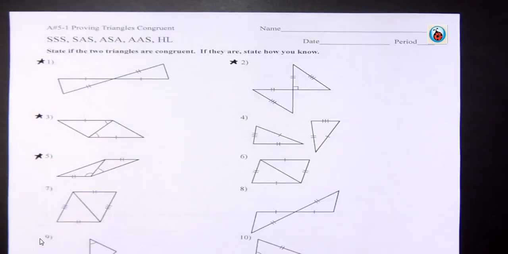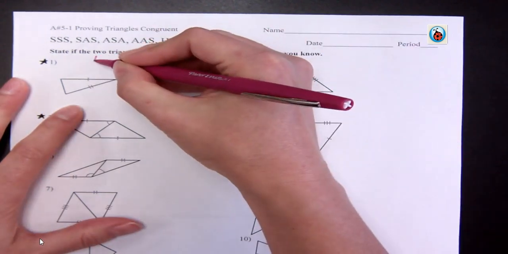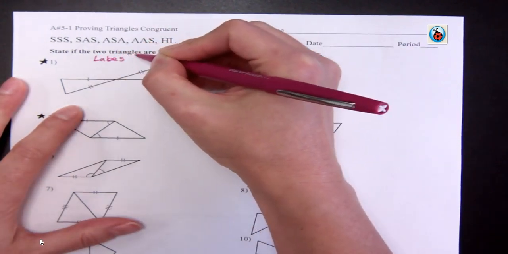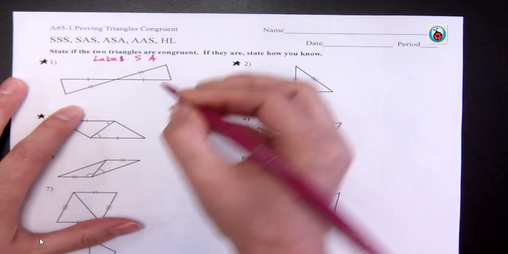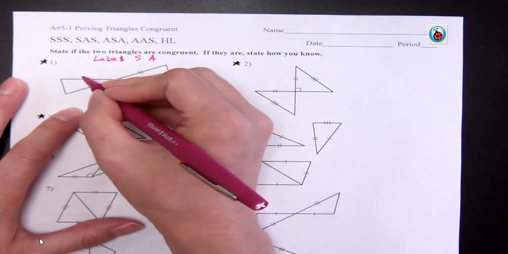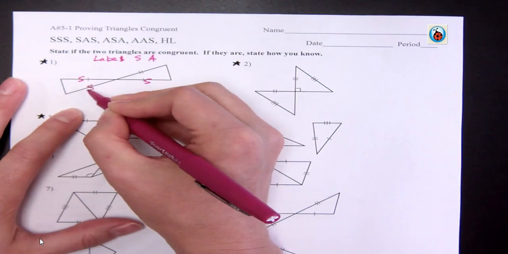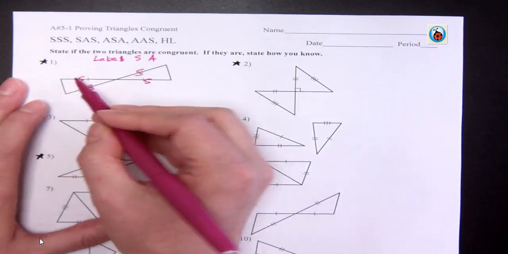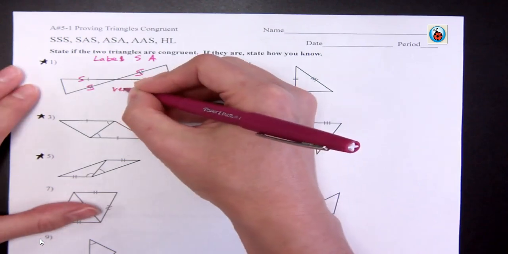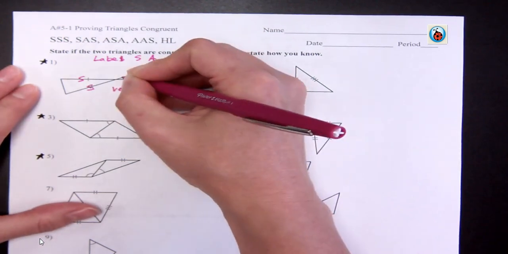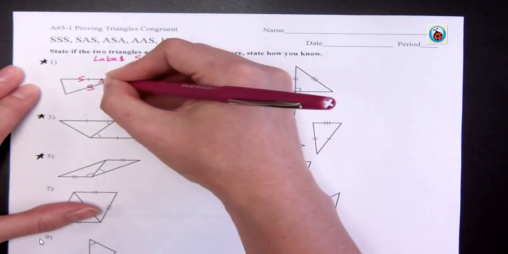So on your worksheet here, the first thing we're going to do is label with either side or angle. So I look at the marks they give me. These two are the same, so I'm going to put an S there. These two marks are the same, so I put an S there. There are no angle markings on this one like there are down here, but I do have vertical angles in the middle. And so I mark them vertical, which means I put my angle there.